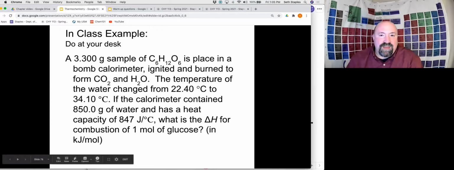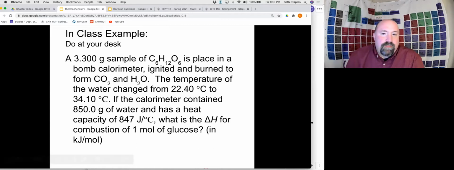Here we have a sample of glucose that is placed into a bomb calorimeter, and we ignite it, and we have a resulting temperature change. So far it looks pretty similar to everything that we've looked at, but we're also given the heat capacity of the bomb itself, the heat capacity of the calorimeter, and we're going to take that into account too. So go ahead and pause the video, see if you can put together everything that we've talked about, try to come up with an answer.